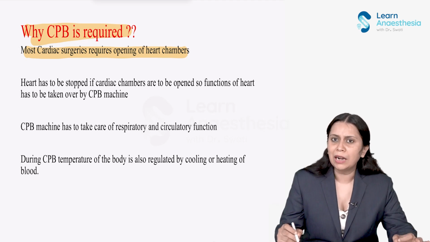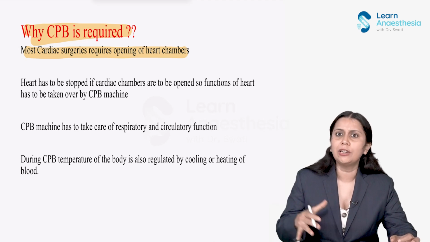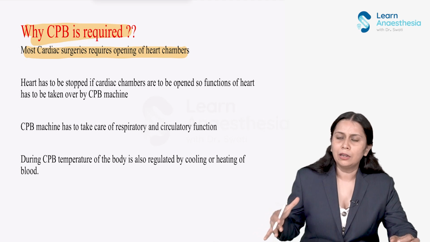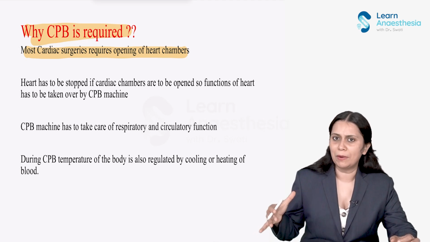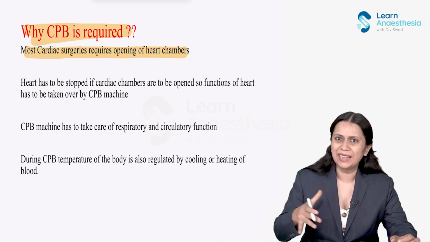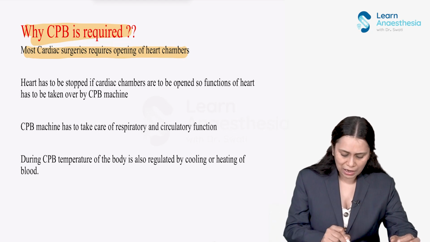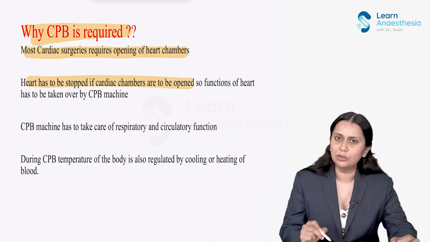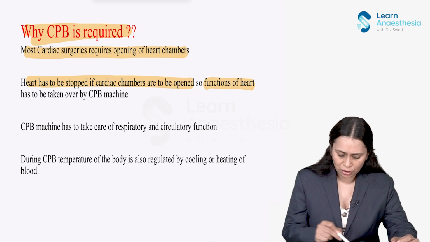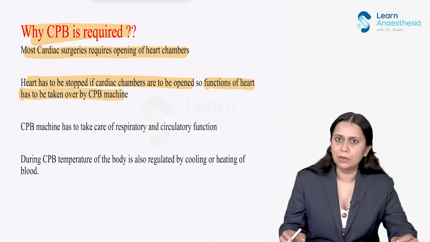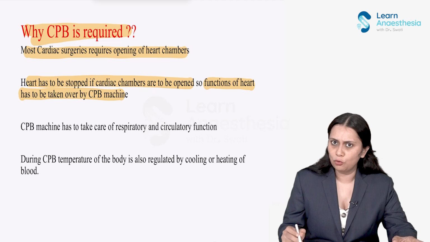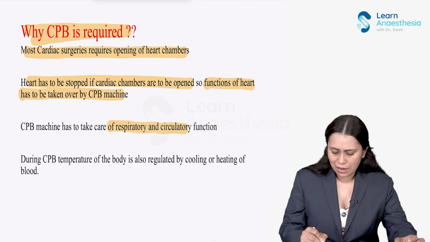So to prevent that from happening, the patient is taken on a bypass system, right? Two important organs are bypassed in this, heart and lung. So the heart has to be stopped if the cardiac chambers are to be opened. So the function of the heart is taken over by the cardiopulmonary bypass machine, and it takes the function of two organs, the lung and the heart.